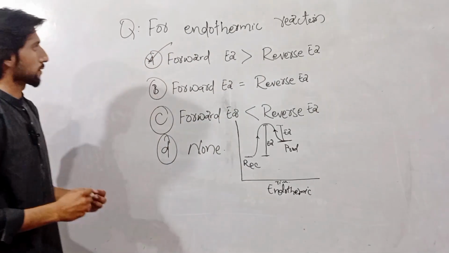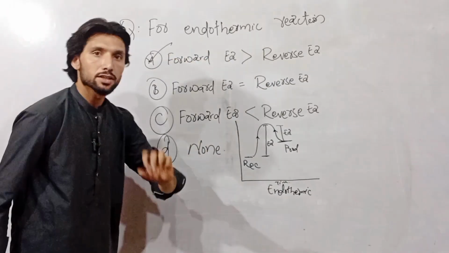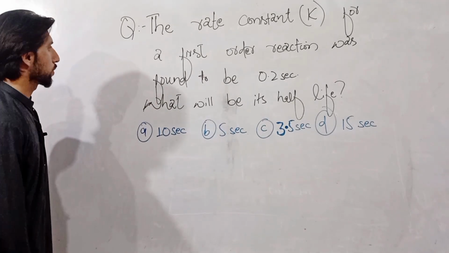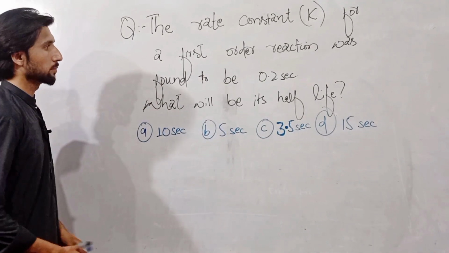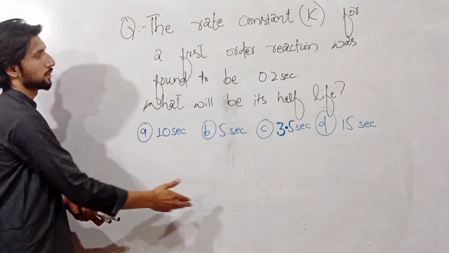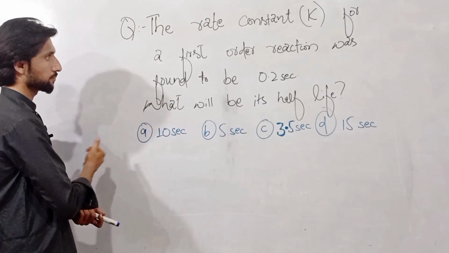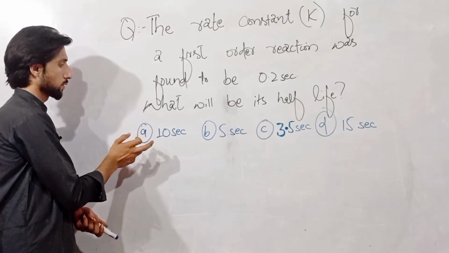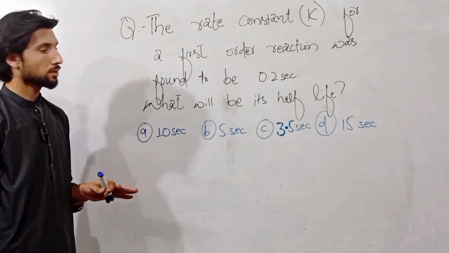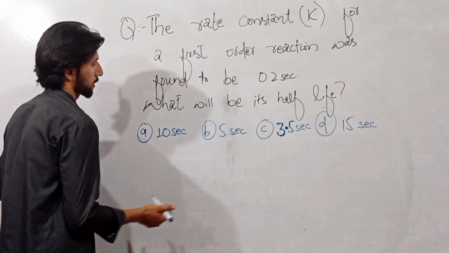So the activation energy for the forward reaction in the case of endothermic is higher than the activation energy of the reverse reaction. The rate constant for a first order reaction was found to be 0.2 per second. What will be its half-life? So for first order kinetics, we have to find the half-life of the reaction if the value of K is 0.2 per second. So 10 seconds, 5 seconds, 3.5 seconds, or 15 seconds. You have to calculate it yourself. Now mark your answer. I hope you have marked the correct answer.